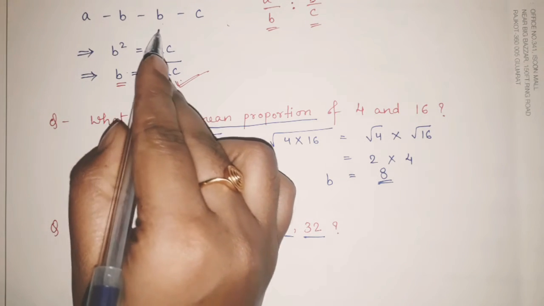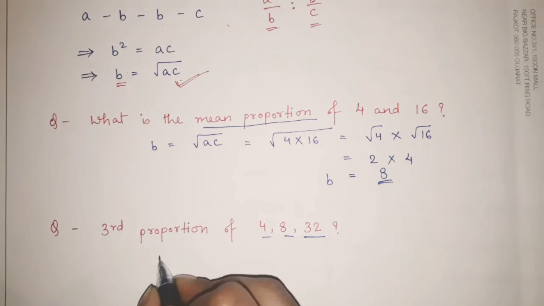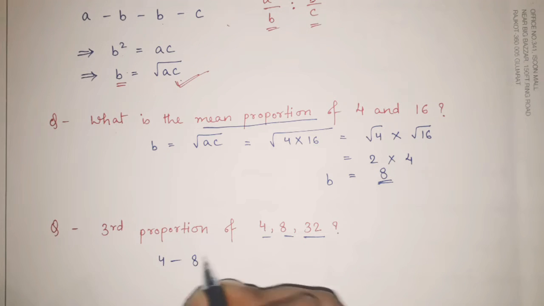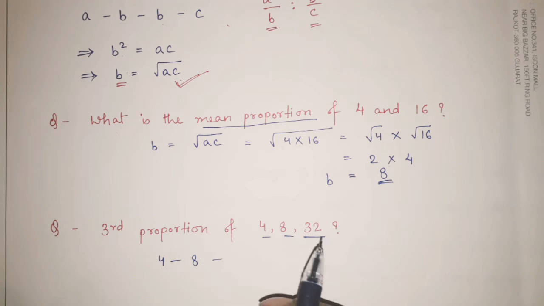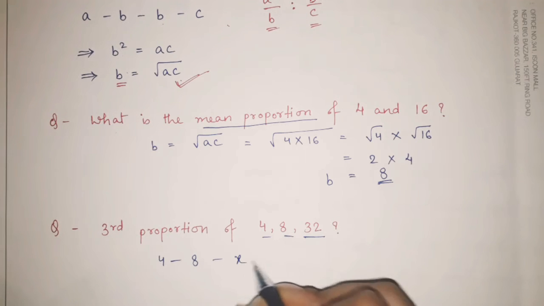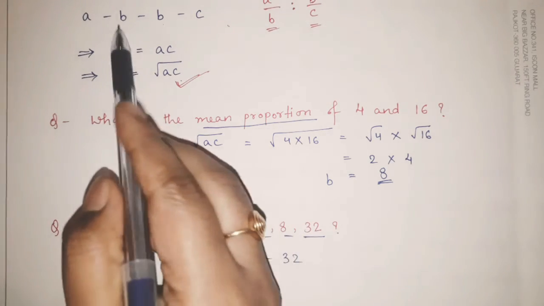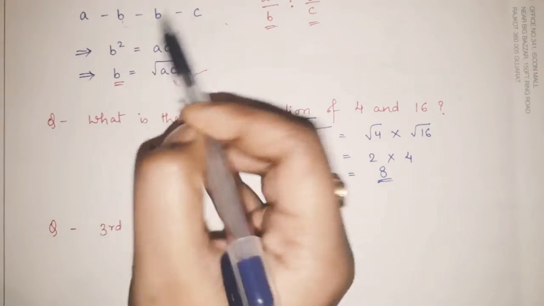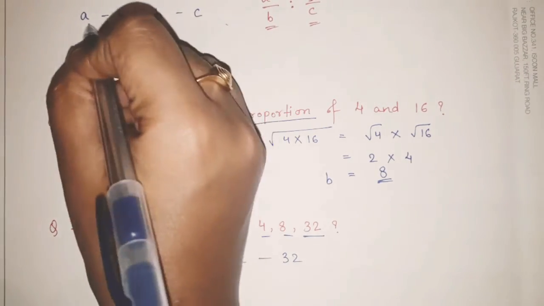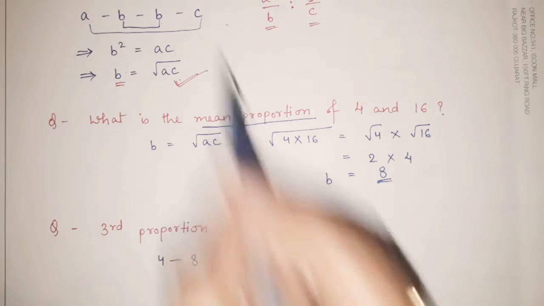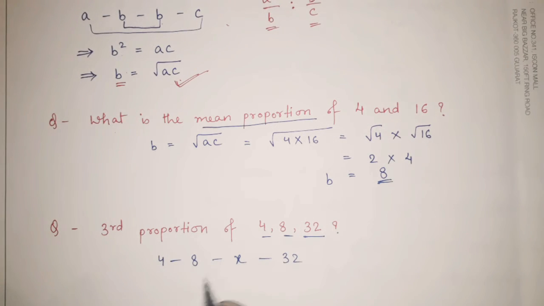So a, b, b, c. Here we have the first number as 4, the second number as 8. They are asking about the third number. We don't know it, so let's say the third number is x, and the fourth number is given as 32. And what is the formula? b square is equal to a into c. So here we have 8 into x, right? Simply you have to apply this logic. So 8 into x will be equal to 4 into 32.